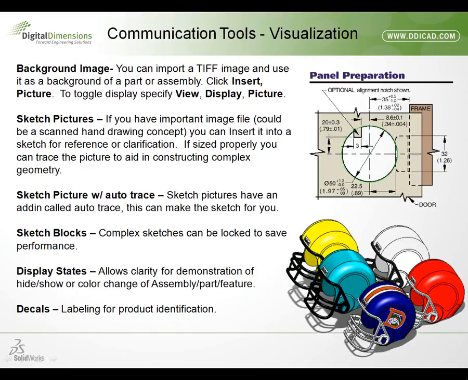Sketch pictures. If you have an important concept image, whether it came from an industrial designer or something you found interesting that you may want to try to incorporate into your design, could be an interesting shape, maybe something organic that you wanted to try to mimic, you can insert these bitmap or raster images into SOLIDWORKS as a sketch object. In fact, if you size it properly, you can directly trace over the top of the raster image, which will help in constructing complex geometry.